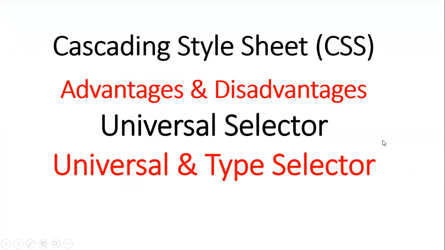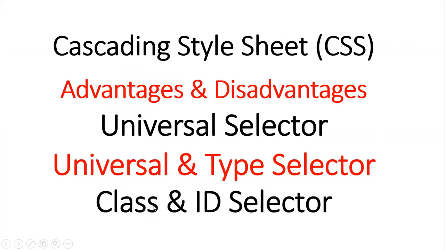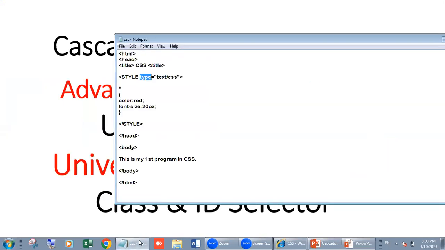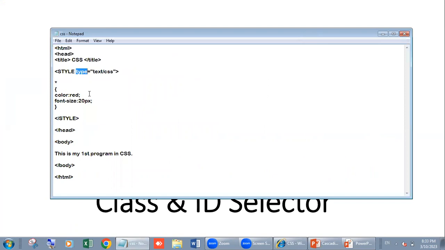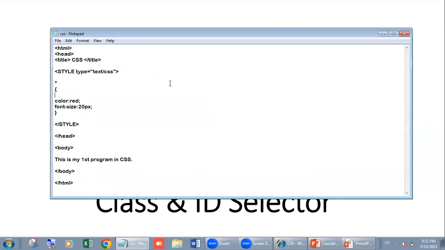Universal and type selector we already discussed. Now class selector and ID selector. Now we are going again to the program. Here you can see. Now I am going to change something here. I am not going to change this one.